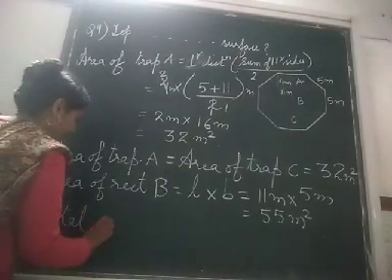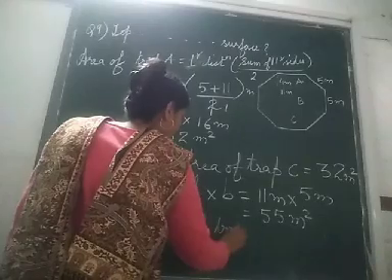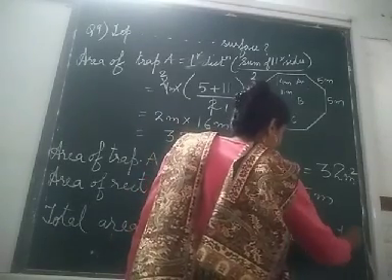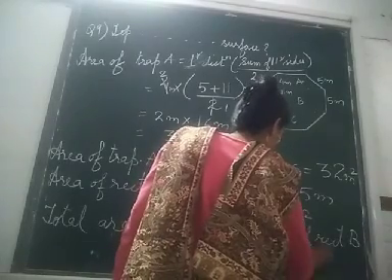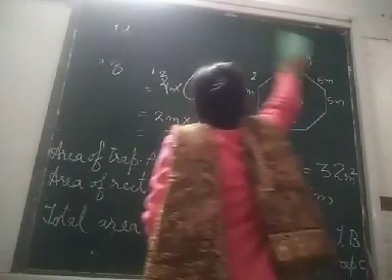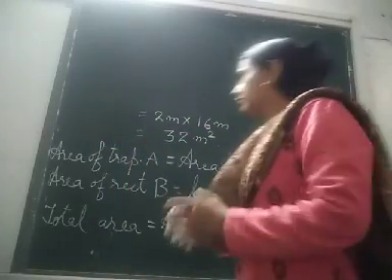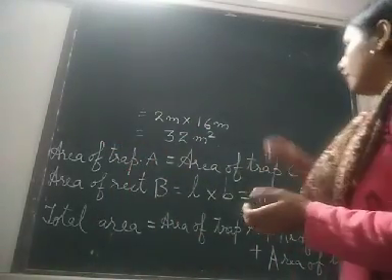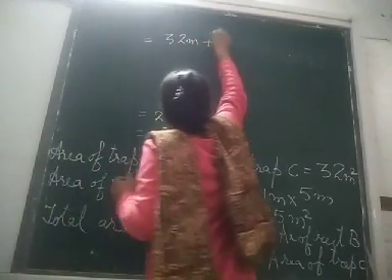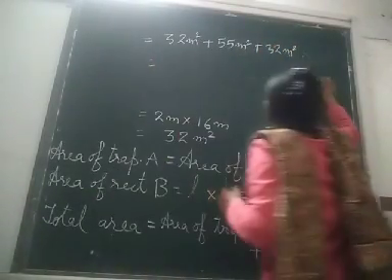Now we find the total area. So total area is equal to area of trapezium A plus area of rectangle B plus area of trapezium C. So area of trapezium A is 32 meters squared, plus 55 meters squared, plus 32 meters squared. This gives us the answer.